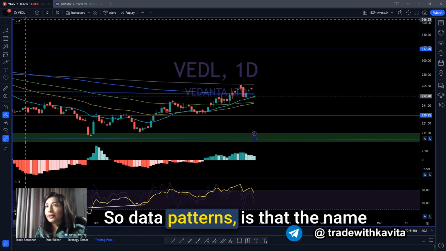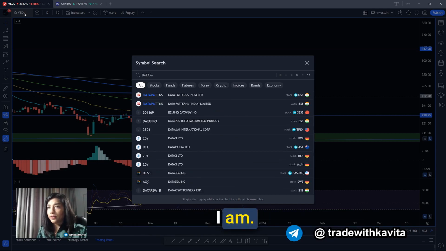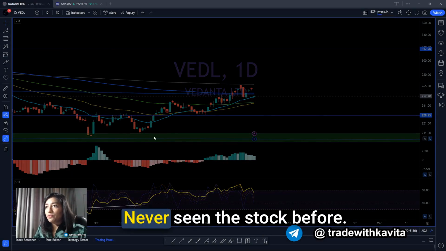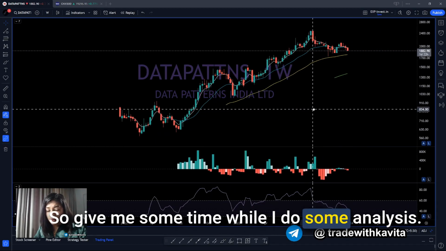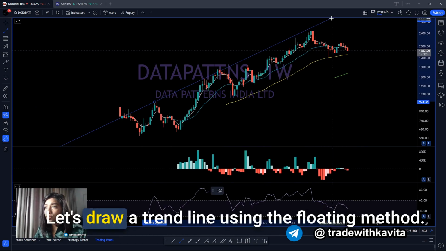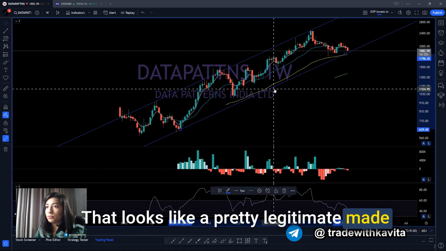So Data Patterns. Is that the name of a stock or is that a question? Let's see. Looks like a stock. Never seen the stock before, so give me some time while I do some analysis. Let's draw a trend line using the cloning method. That looks like a pretty legitimate main trend line.